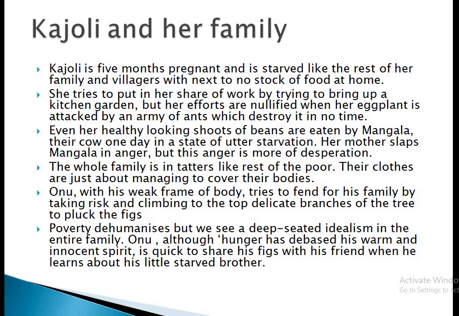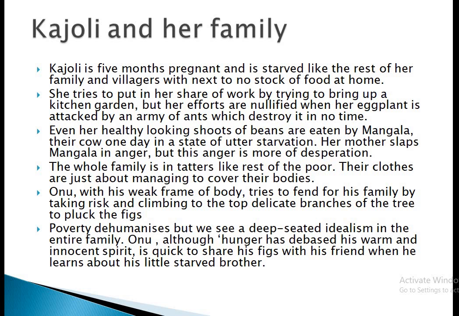Her efforts to grow plants so that she can nourish her family are nullified when one day her eggplant is attacked by an army of ants. In no time, her plant is destroyed. She's reduced to tears. But then the calamity comes when, in the next few days, the healthy looking shoots of beans which she has grown, and she is waiting that soon the beans will be ripe to be eaten, are eaten by Mangala, the cow, because she is also starving. The mother slaps Mangala in anger, an anger of desperation, of frustration.